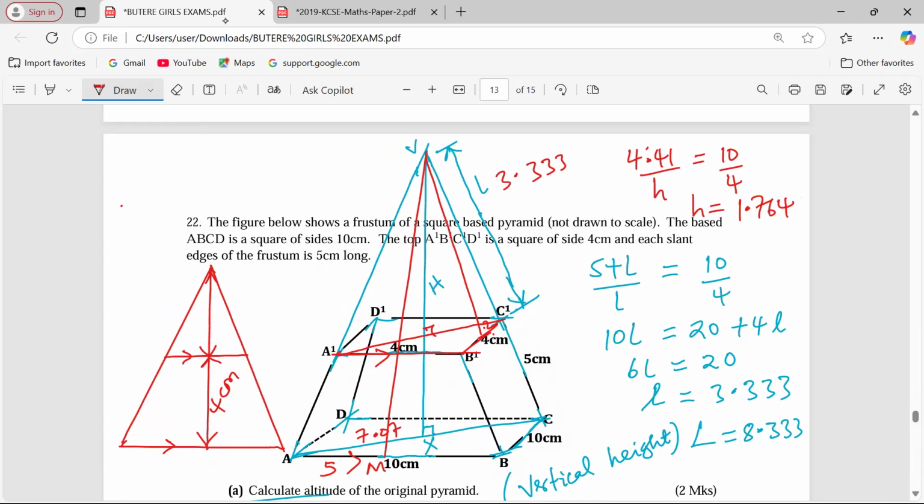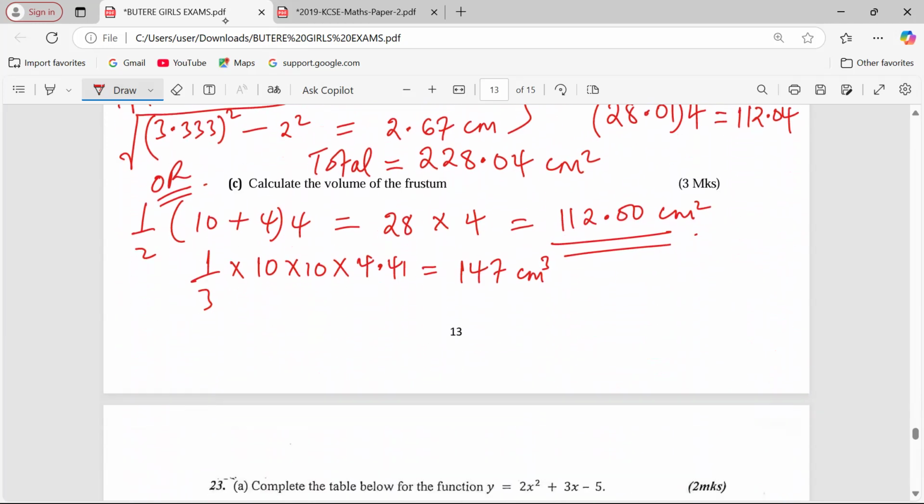So we work out now the volume using a third multiplied by base area 4 by 4 times the vertical height there, 1.764. We get the volume of the one which was cut off. A third multiplied by 4 multiplied by 4. Then we multiply by 1.764. This gives us 9.408.